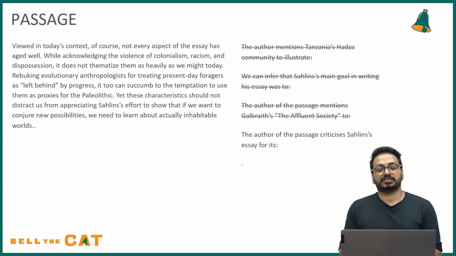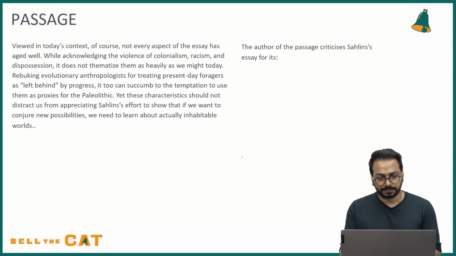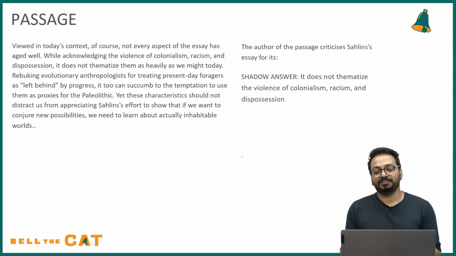Now, we've already answered 3 questions. 1 question is left. The author of the passage criticizes Salins' essay for its what? Now, if you look at this, we know that it does not thematize violence, colonialism, racism and dispossession, right? And it uses all of them as proxies. That's another reason, but both the reasons will not be there. Only one of the 2 reasons will be there. Let's look at the options.